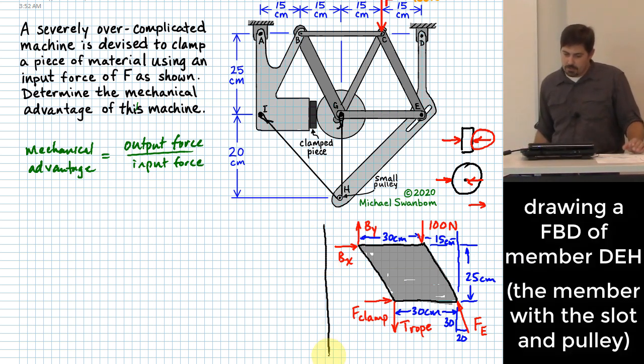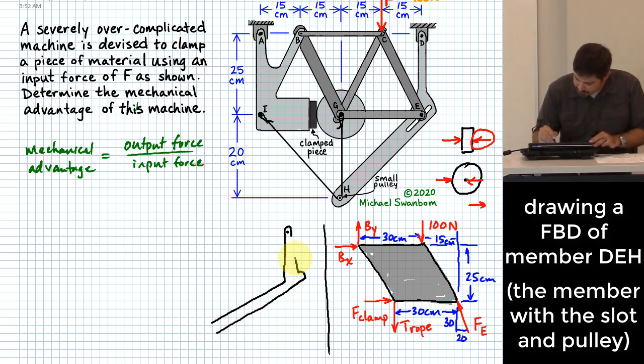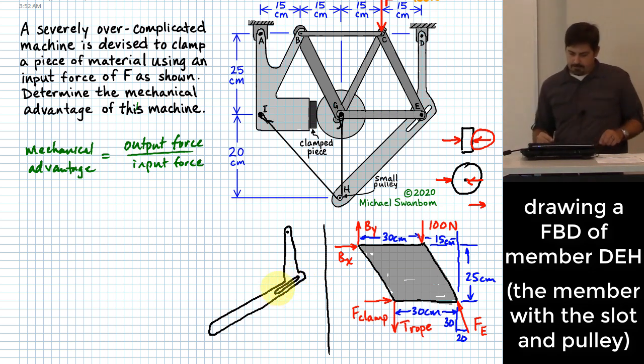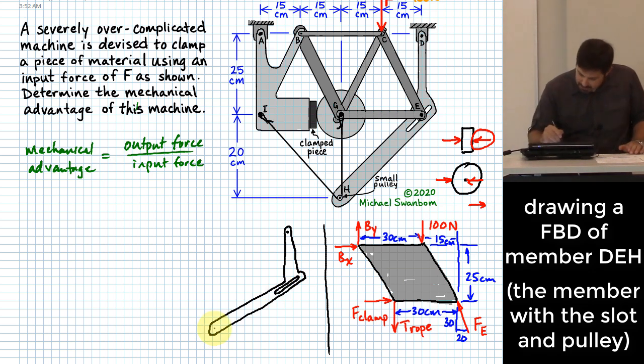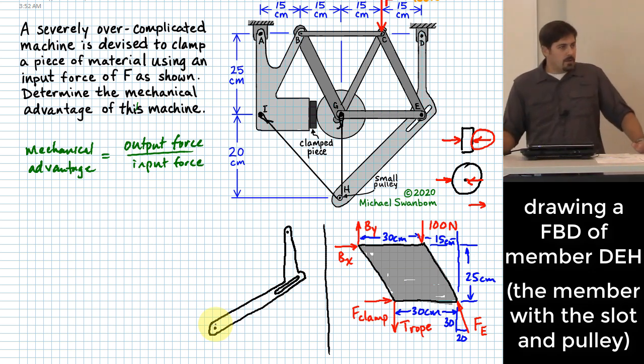Okay, someone says they want to do DEH. So let me do that one right here, okay? Something like this. There's a little pin right here, and I'm going to try to make it kind of realistic here, real to what it looks like on the page. Okay, there's a little slot right here. All right, so there's that body, and then we have another point that's down here. It says that's a small pulley down there at H. All right. So there's the body. We just isolated DEH. Now what?